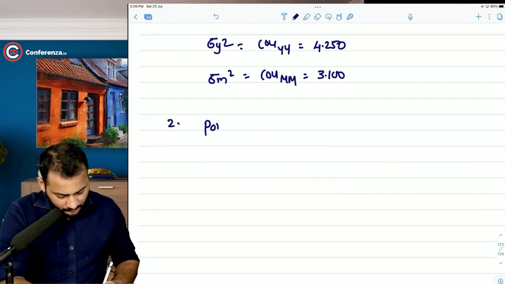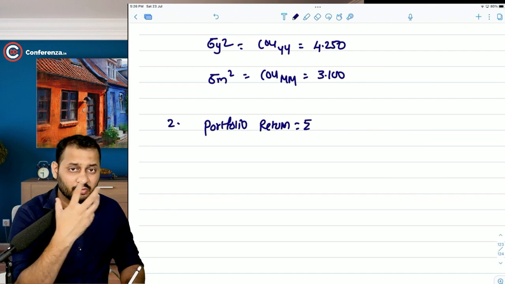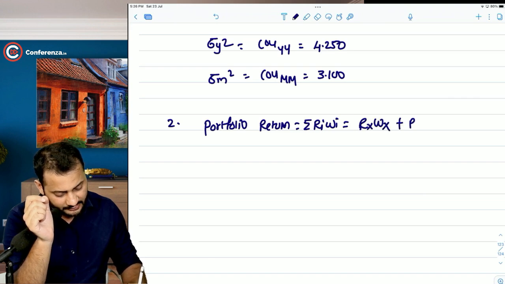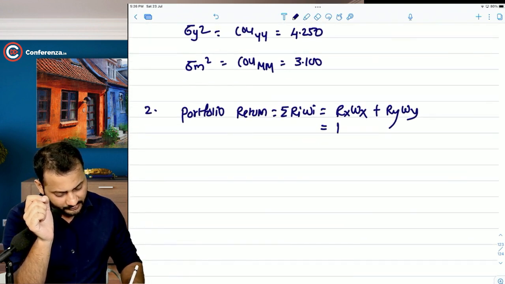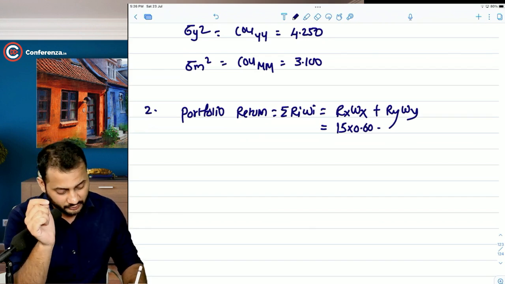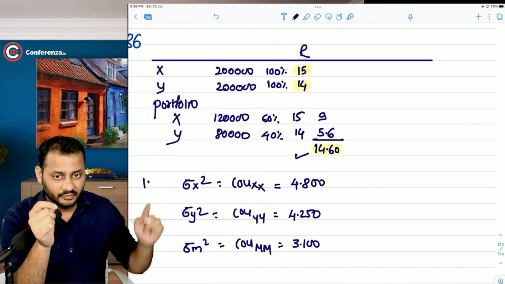Second answer, portfolio return. What is the formula for portfolio return? Weighted average, summation of Ri weight i. That means Rx weight X plus Ry weight Y. We know return of the stock X, mutual fund X is 15, and the weight that we are investing in it is 60%, plus 14 into 0.40. That gives us 14.60%. Am I right? That's the calculation.